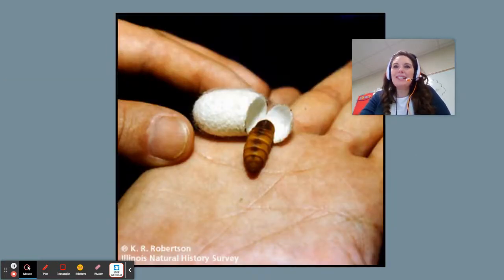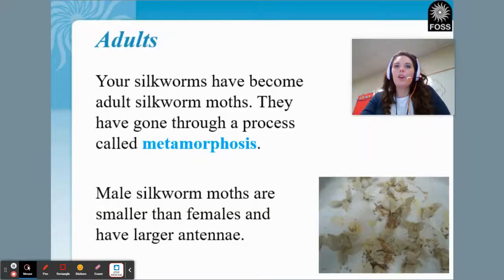This is what the pupa looks like inside the cocoon. Pretty neat. When our silkworms are ready to emerge from their cocoon, they will have become adult silkworm moths. They have gone through a process called metamorphosis. Can you say that with me, second graders? Metamorphosis. Wow, what a long word.